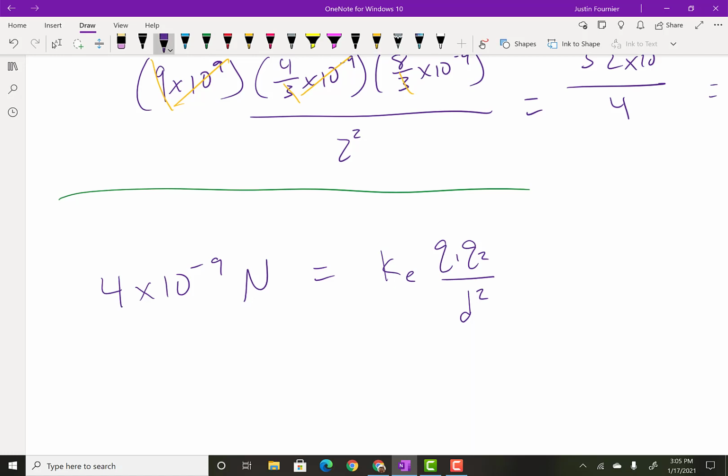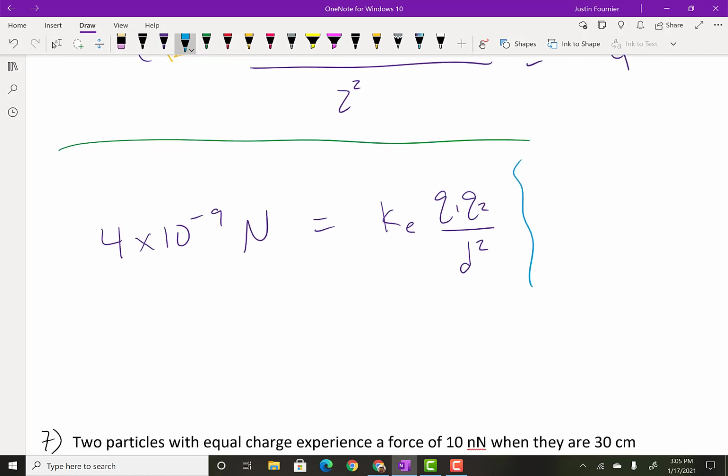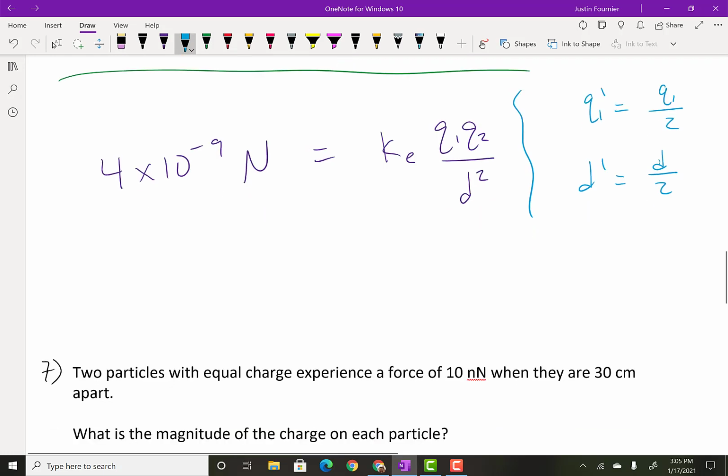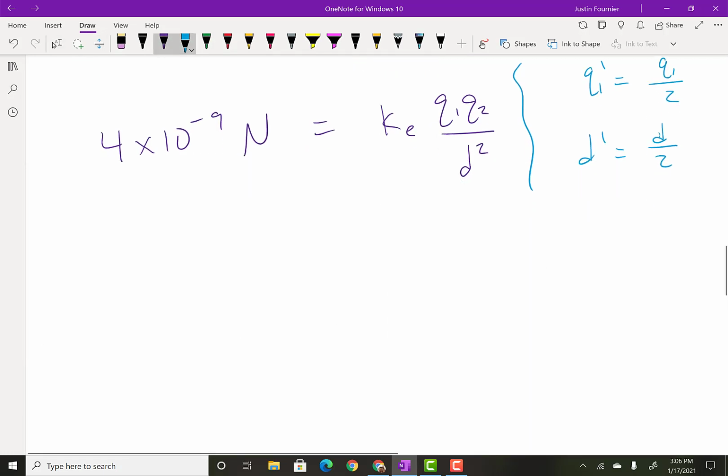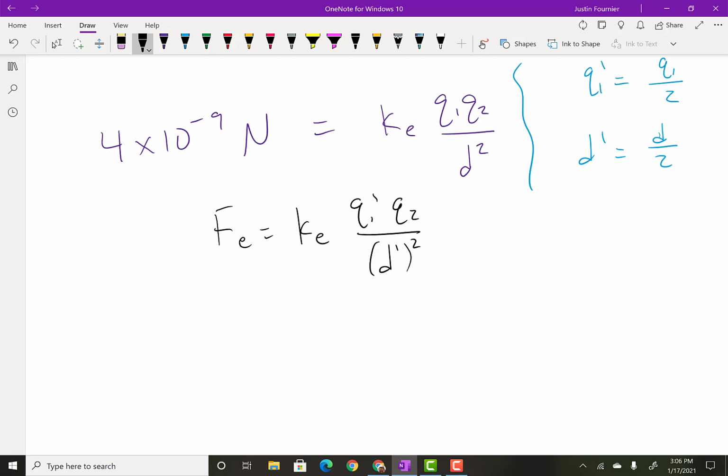So what I'm going to do now is say, all right, we said before that Q1 prime is reducing Q1 by 2, so it's Q1 divided by 2. And then D prime is just D divided by 2, right? I'm reducing Q1 by 2, and here I'm reducing the original distance by 2. So if I plug this new back into Coulomb's law, I'm going to use Coulomb's law, but now instead I'm going to say K_E Q1 prime times Q2 divided by D prime squared. So D prime is in there squared.